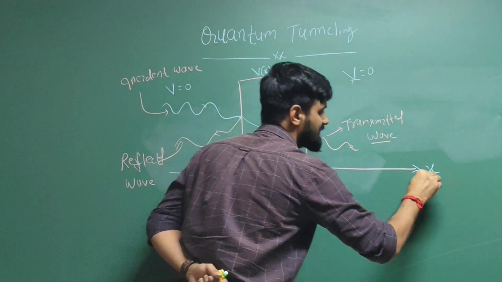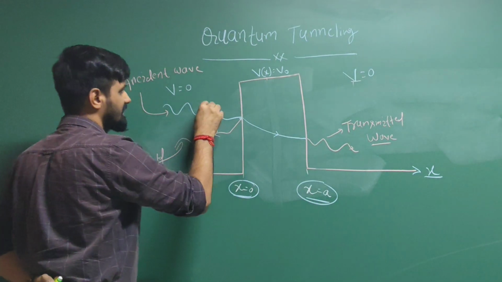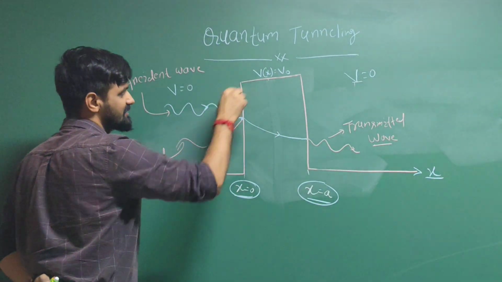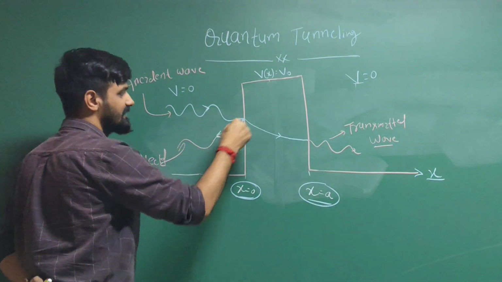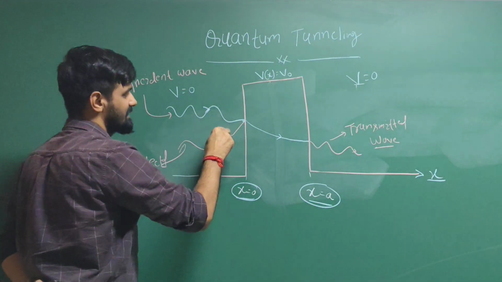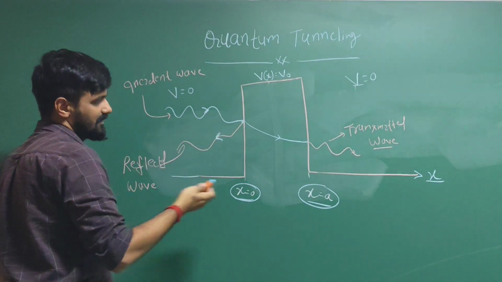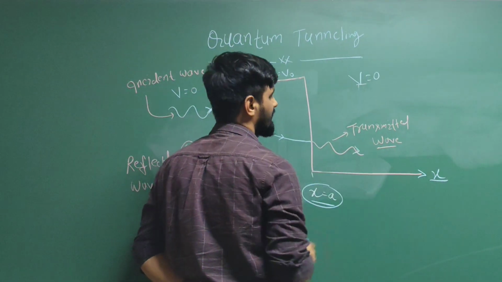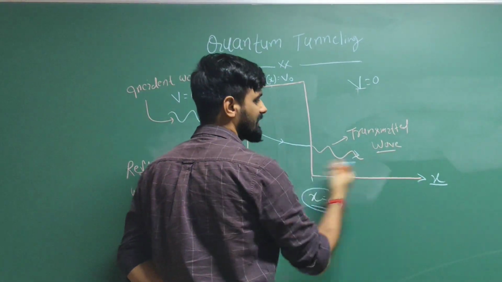So if I assume this is the positive x direction, here there are two waves: one wave is approaching the finite potential barrier and another wave is getting reflected back, right? So this will increase the wave function and this will decrease the magnitude of the wave function, and here there is only one wave which is going away, right? There is no wave coming in the negative direction.